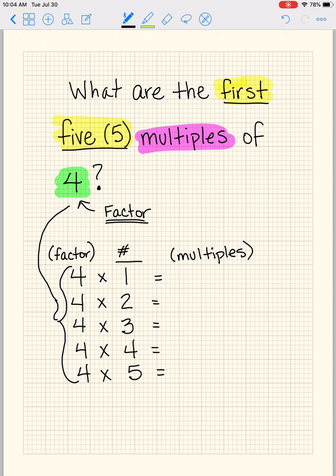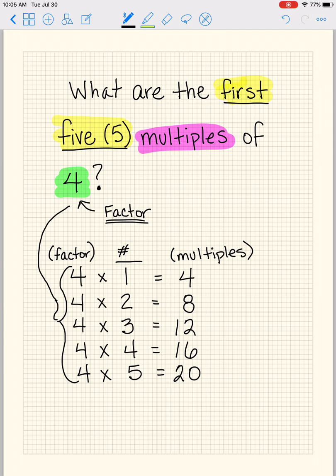So 4 times 1 is 4, so 4 is my first multiple of 4. 4 times 2 is 8, so that's my second multiple of 4. 4 times 3 is 12. We've just seen that in our factors video. 4 times 3 is 12, so 12 is my third multiple of 4. 4 times 4 is 16, so 16 is the fourth multiple of 4. And 4 times 5 is 20, so 20 is the fifth multiple of 4.